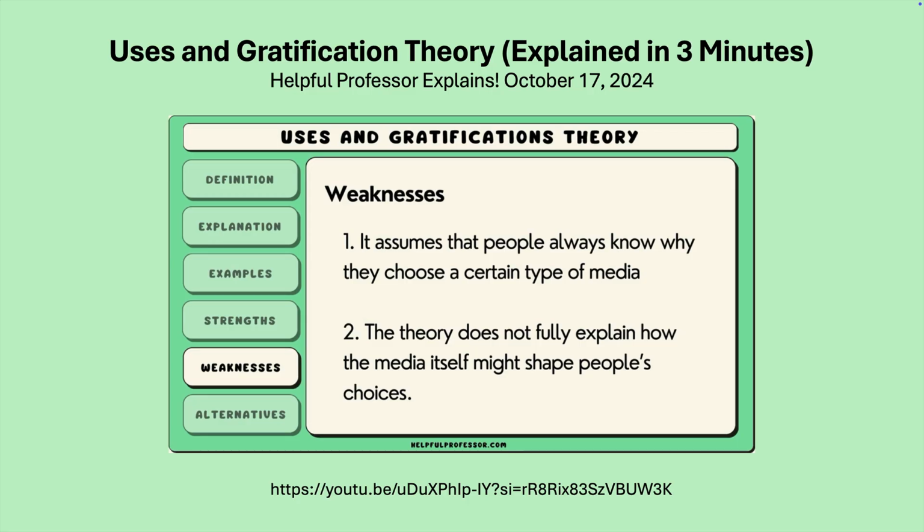It assumes that people always know why they choose a certain type of media, which might not be true. Sometimes people might use media out of habit without thinking about it. Another criticism is that the theory does not fully explain how the media itself might shape people's choices or influence them in ways they aren't aware of.